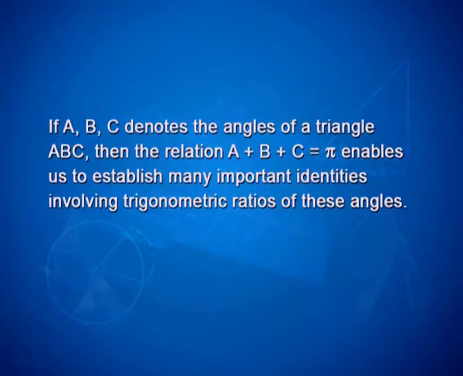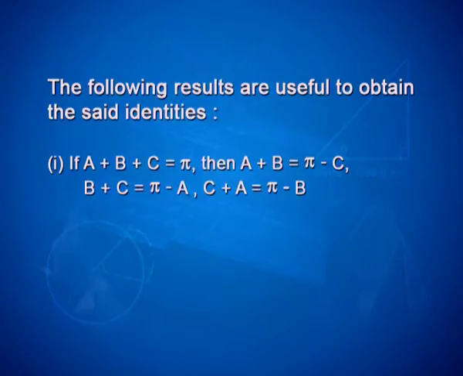If A, B and C denote the angles of a triangle ABC, then the relation A plus B plus C is equal to pi enables us to establish many important identities involving trigonometric ratios of these angles. The following results are useful to obtain the said identities. First, if A plus B plus C is equal to pi, then A plus B is equal to pi minus C, B plus C is equal to pi minus A and C plus A is equal to pi minus B.